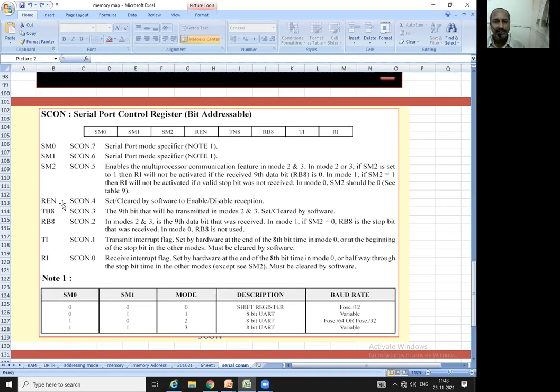Is it transmission and reception, both cases are here. So this is the special bit for reception enable. Then the next ones that we have seen, TB8 and RB8, they are not used much.